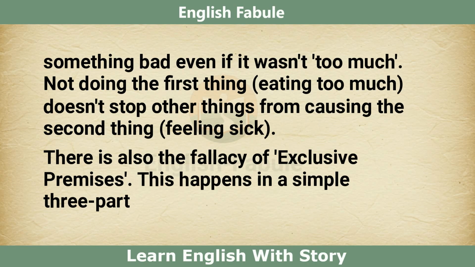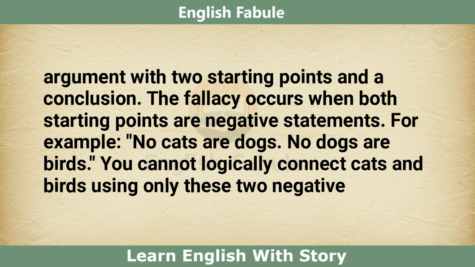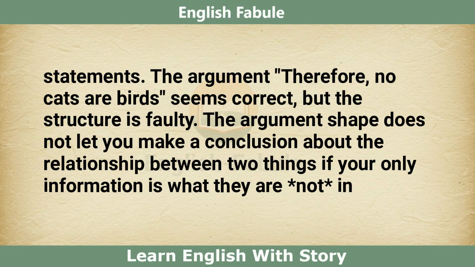There is also the fallacy of exclusive premises. This happens in a simple three-part argument with two starting points and a conclusion. The fallacy occurs when both starting points are negative statements. For example, no cats are dogs. No dogs are birds. You cannot logically connect cats and birds using only these two negative statements. The argument, therefore, no cats are birds, seems correct, but the structure is faulty.